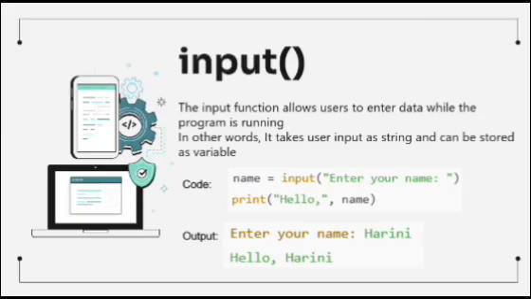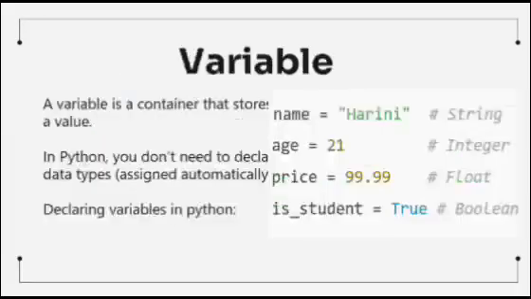Next, variable. A variable is a container that stores a value. Variable means x or y, like that. It is a container which can store x equal to 1, 2, 3, 4, and so on. So x is a variable which can store different types of values. In Python you don't need to declare data types; they are assigned automatically.